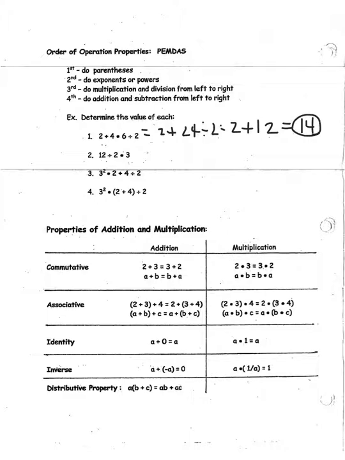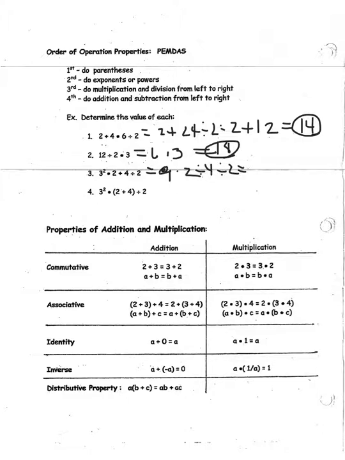Next, you have 12 divided by 2 times 3. So here we want to do the division of 12 divided by 2, which would be 6, times 3, which will give us 18. Next, we have 3 squared times 2 plus 4 divided by 2. So we'll start with 3 squared, which will be 9, times 2 plus 4 divided by 2.